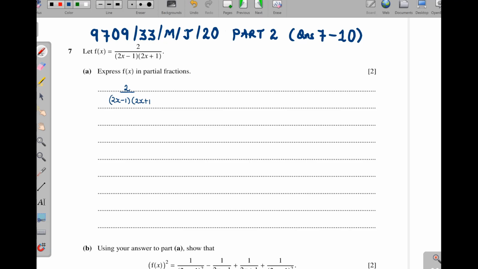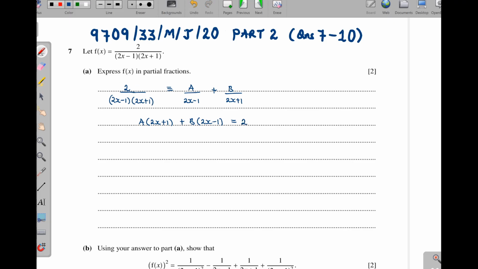This is 2x plus 1. This is the same as A out of one of the factors, 2x minus 1, and then the other one would be B out of the 2x plus 1. Then you just multiply this with that also using the butterfly method. So you have A times this 2x plus 1, then plus B times the 2x minus 1, and then we equate this one to the numerator, which is here.